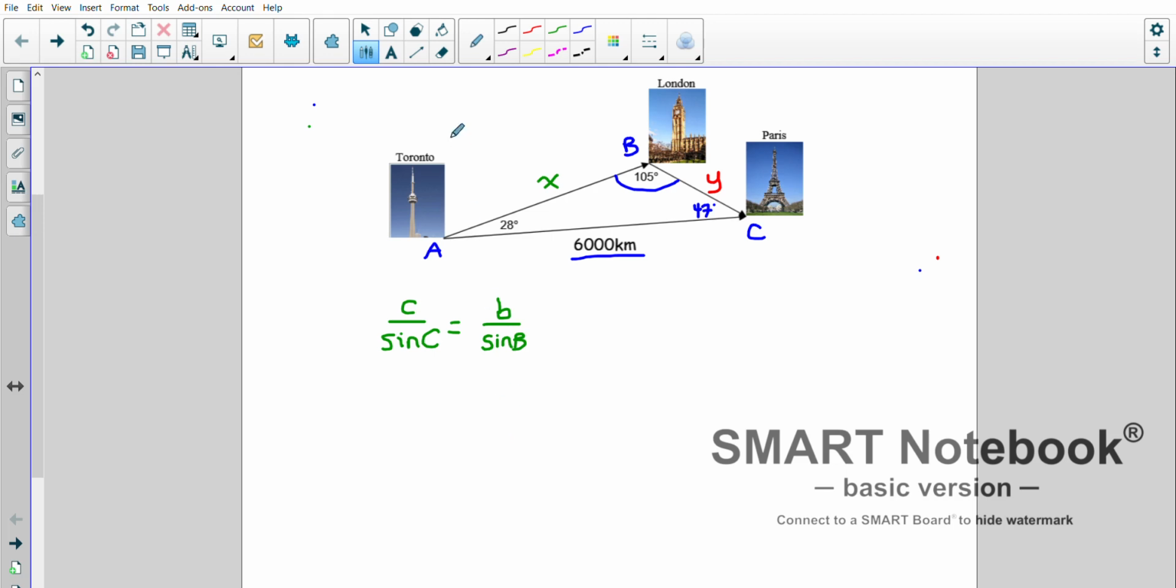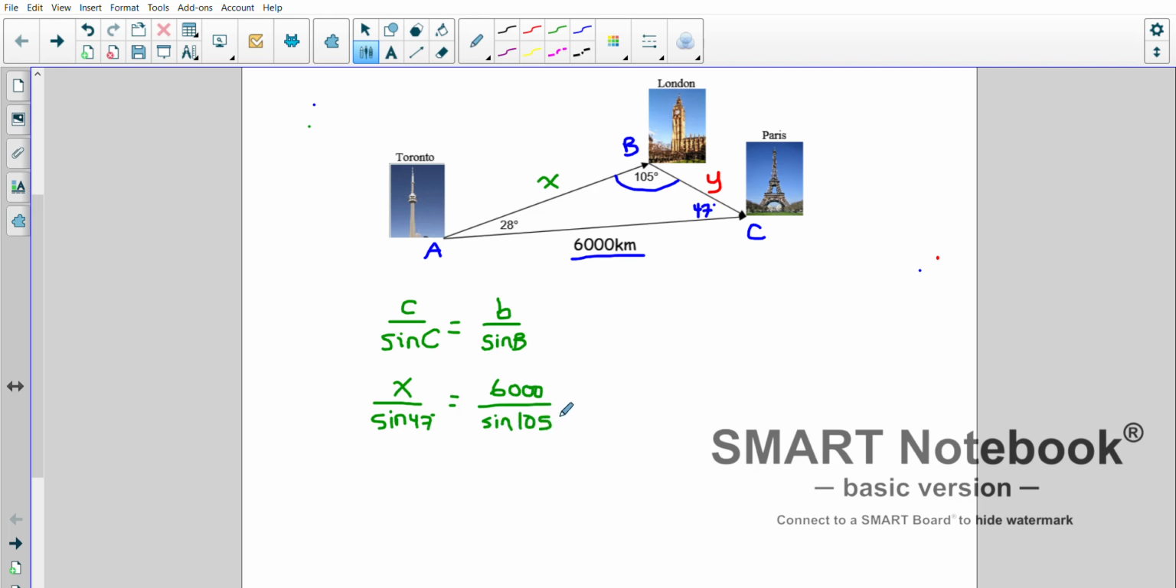So I'm just going to go ahead and fill in the information. This is side C. Side C is the side opposite or across from angle C. So that's what I want to know. How long is that side? Over the sine of angle C, which is 47 degrees, is going to equal side B, which is given, 6,000, over sine 105. This note will also be posted with the other completed notes, along with the video.